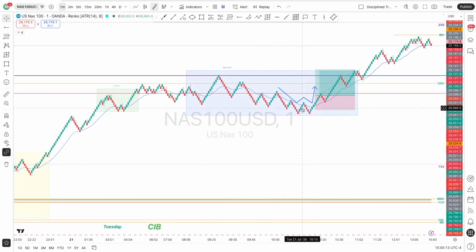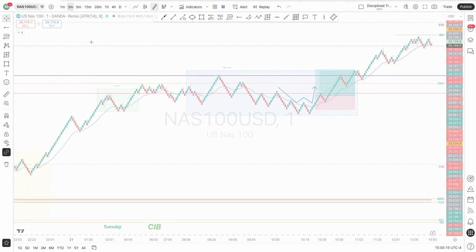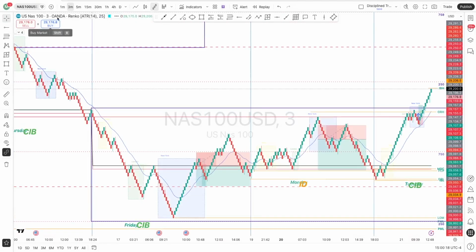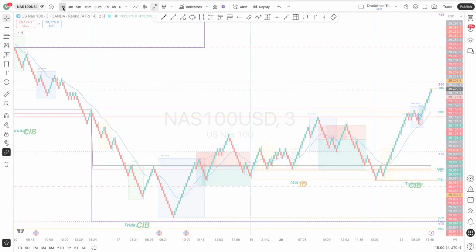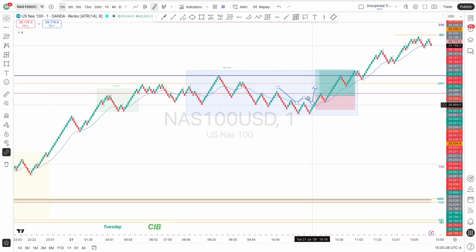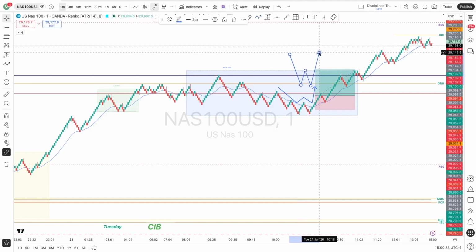Let me see if I can go on the 3. Will it show it? No, it won't. 25. Yeah, I think it was 15 at the time. We're on the 1. But I mean, I drew it out, and price literally did exactly that. And all you're looking for is that in the time window.